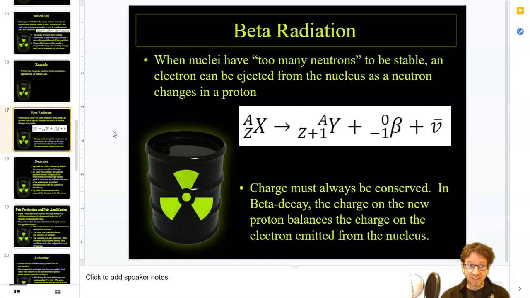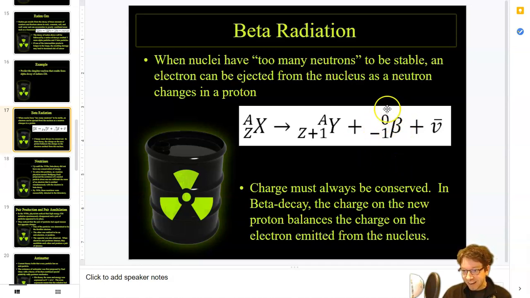So in order to balance the charges, we also get an electron. So now something with no charge gives us something with both a positive and a negative charge, which add to 0. So charge is being conserved. And that electron gets shot out of the nucleus. And that is what a beta particle is. It's a high energy electron.